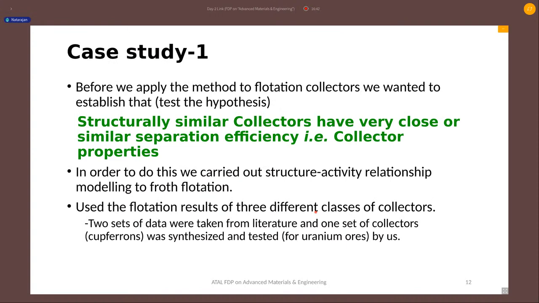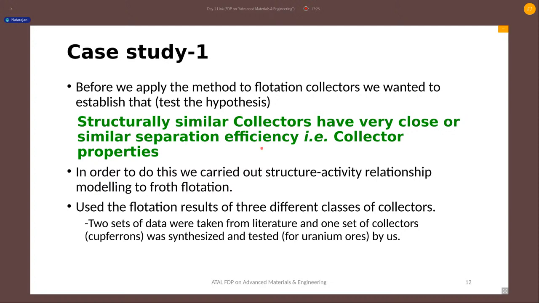Now I'm going to present the case study. The first set of collectors that we synthesized and tested in our laboratory. For this, a similarity-based selection is made, and the collectors are going to be used based upon similarity selection. But before using the similarity selection, for other chemical properties, for example, the boiling point of chemicals can be predicted using descriptors or molecular similarity. Then boiling point, viscosity-like properties can be predicted, but nobody has predicted flotation efficiency in terms of structural descriptors.